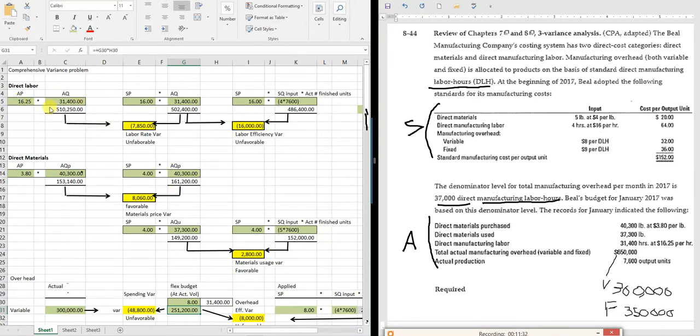So 1625 times 31,400 is 510,250, compared to my standard of 502,400, in other words, what I should have spent on this production level. So I have an unfavorable labor rate variance of 7,850, and an unfavorable labor efficiency variance of 16,000. It is possible in this case, notice both are unfavorable.